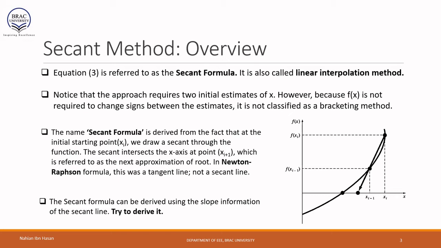But in the case of the second method, we initialize with two different points, xi and xi plus 1, and then we draw a secant line through the function which intersects the x-axis at a specific point. So what does it mean? In the Newton-Raphson method we drew a tangent line, but now we are drawing a secant line. So that's the difference between the Newton-Raphson and the second formula.